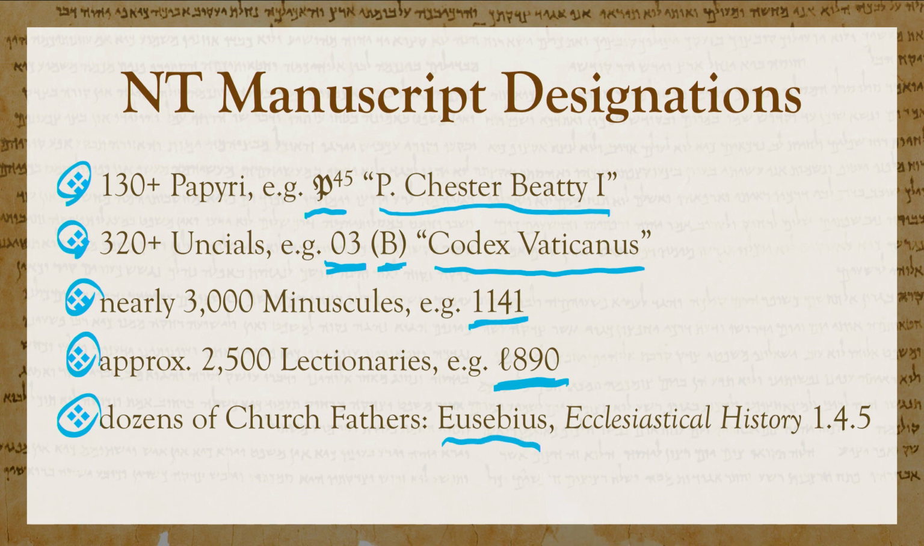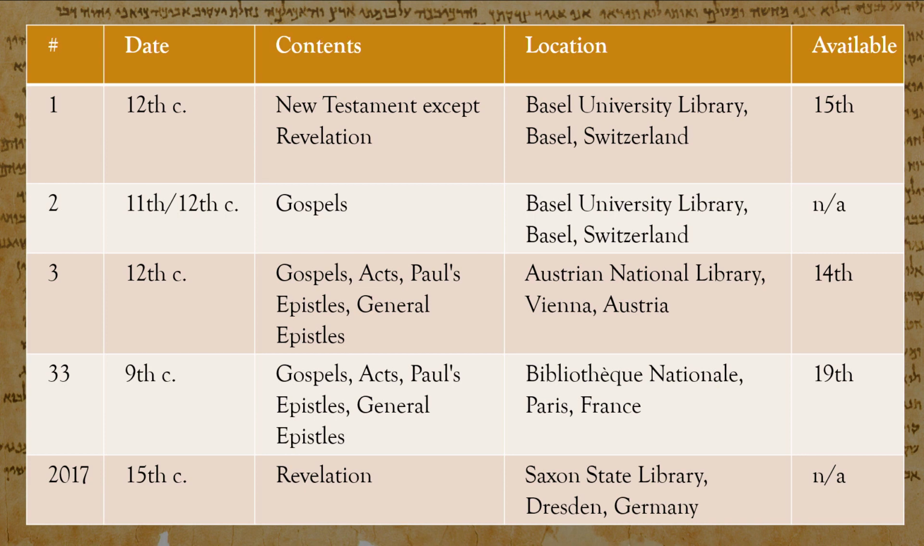And then as far as citing a church father, usually you just put the name of the church father, the name of the book, and then the reference in the book. So the book 1, chapter 4, paragraph 5. All right, so let's look at some minuscules.